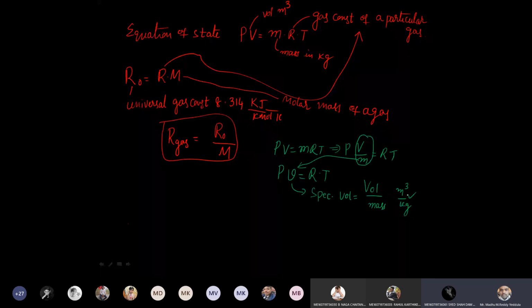Finally, I can write the equation of state as PV is equal to R naught by M into T. Agree? R naught is called the universal gas constant and M is the molar mass or molecular mass of the gas. R naught by M is nothing but R. Is it clear, the ways we can represent the equation of state?